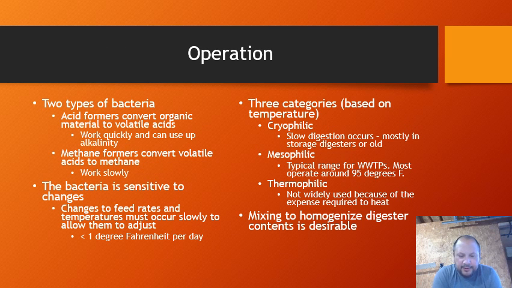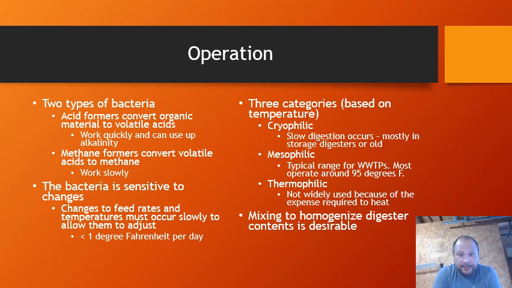Okay, so let's talk a little bit about the operation of anaerobic digesters. First thing you need to know is that anaerobic digestion is a two-stage process, two different types of bacteria. Acid-forming bacteria, which convert organic material into volatile acids, and then methane-forming bacteria that convert those volatile acids into methane gas.